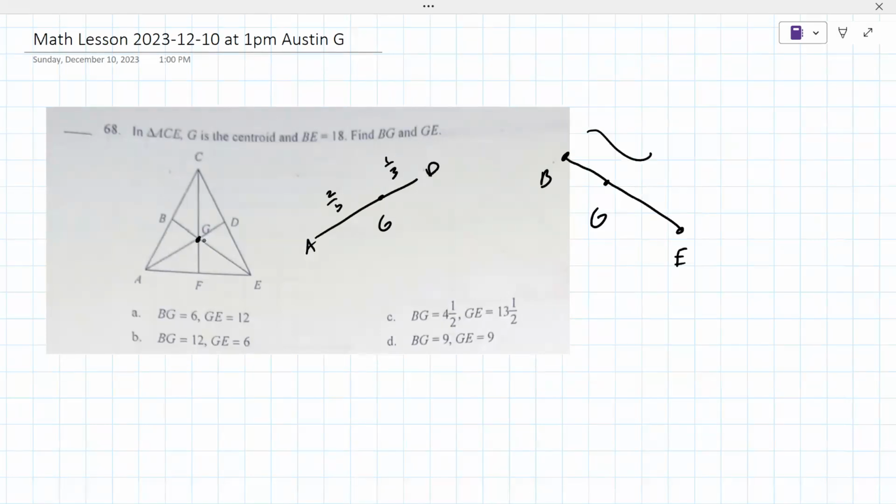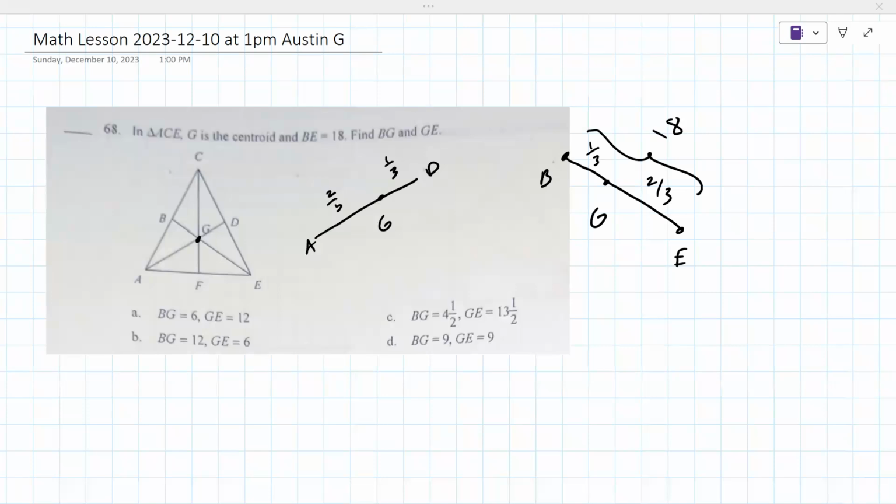And they're telling you the whole length is 18. The shorter length is 1/3. You can do that visually, there's no theorem or anything for that. And then G to E is 2/3. So tell me the length of B to G based on that, if you can. B to E, we know B to E. B to E is 18, but B to G is 1/3 of it, and G to E is 2/3 of it.